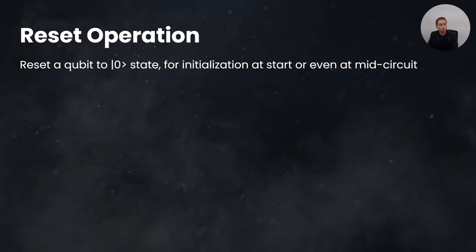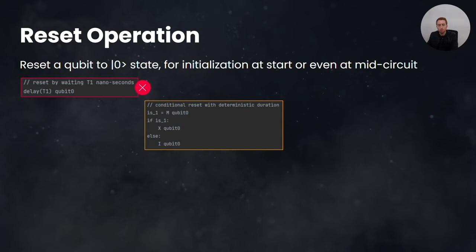Also reset operation, right? So in most algorithms, we want to initialize the qubits to the 0 state, or maybe even in the middle of the circuit, like in an example I will show shortly. We can't just wait some amount of nanoseconds as a function of T1, because firstly, it's not exposed in the circuit model. Secondly, it's not efficient, right? And thirdly, it doesn't even promise you that it will be initialized, right? It's a statistical number.